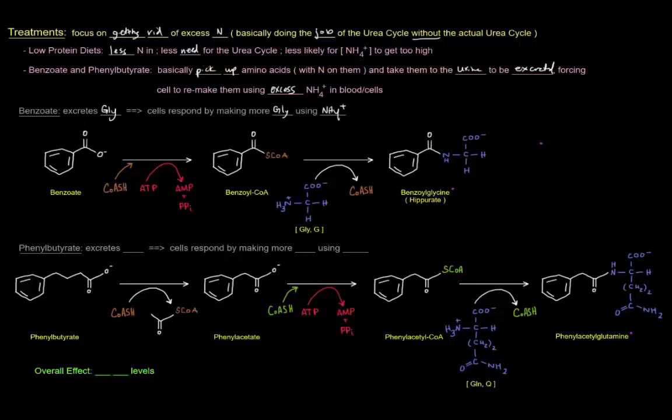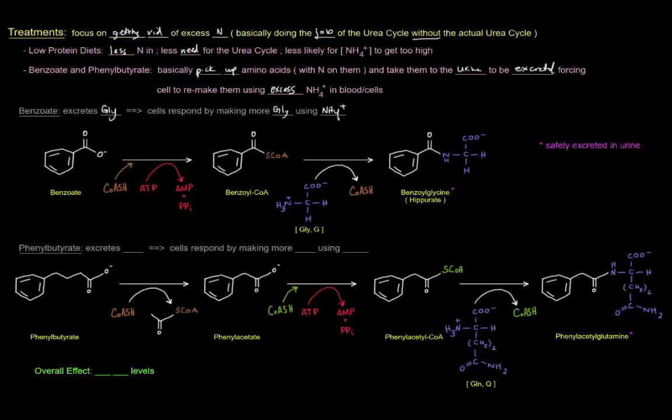So what's going on with benzoate? Well, this is benzoate here. It's going to get converted to benzoyl-CoA by adding coenzyme A and some ATP. And the benzoyl-CoA's CoA here is going to be replaced by glycine, and we get benzoyl glycine, or hippurate. And what's important about this molecule is that it can be safely excreted in the urine.